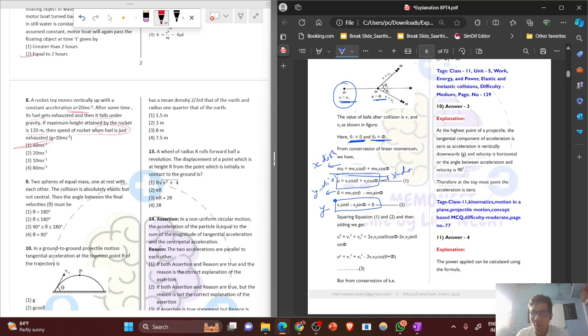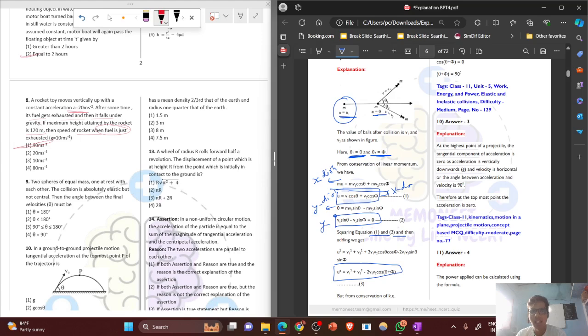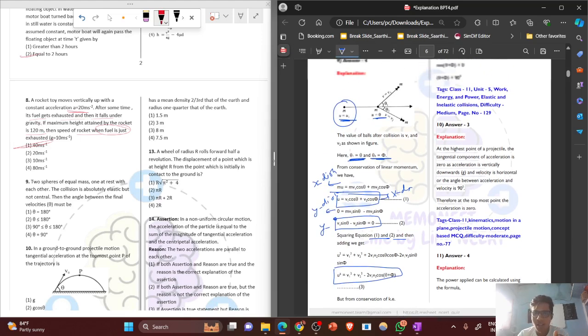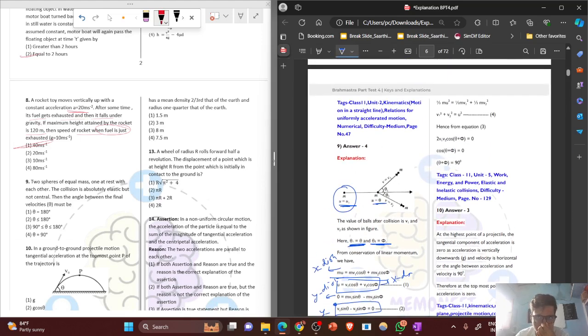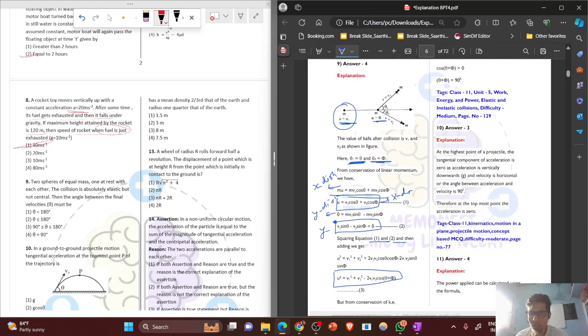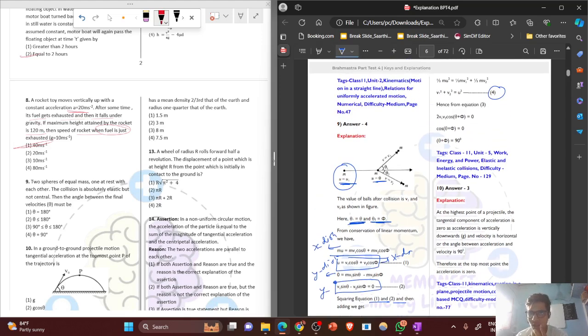Now we do some mathematical calculation: squaring equations 1 and 2, then adding them, we get this value. It's a completely theoretical thing. You can also remember the result which we get from here; it's something we should remember. Now from conservation of kinetic energy, initial kinetic energy equals final kinetic energy. This is our other equation. This is equation number 3, and this is equation number 4.